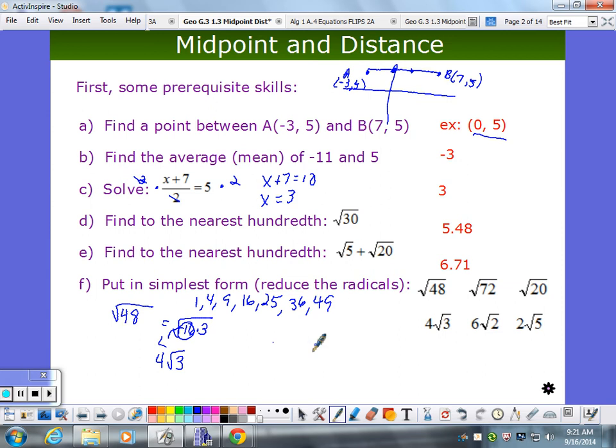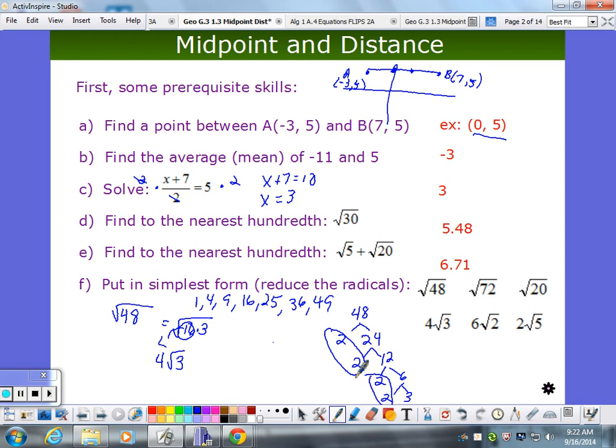You may have learned the prime factorization method, which asks what the prime factors are. I always start with the smallest prime factor that is divisible. So 2 goes into 48 24 times, and 2 goes into 24 12 times, and 2 goes into that 6 times, and 2 goes into the 3 times. So 2 times 2 times 2 times 2 times 3 is 48. Isn't that 3 times 2 is 6, times 2 is 12, times 2 is 24, times 2 is 48. And then you look for pairs, because I know the square root of 2 times 2 is 2.